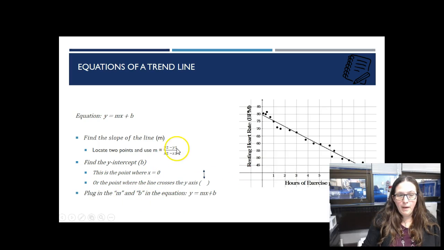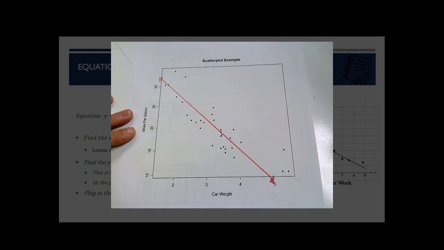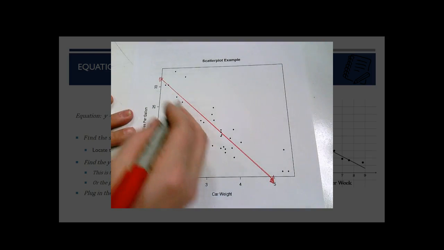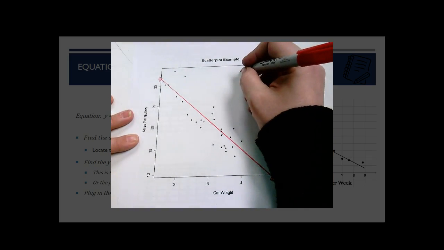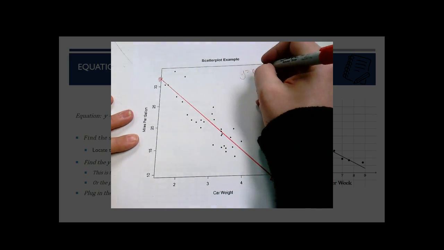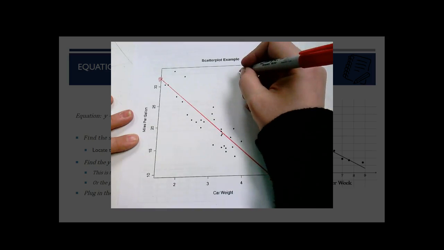Now, once I've found my m and I found my b, I literally rewrite this equation, replacing m with the value I calculated and b with the value I calculated here. Okay, let's go ahead and try an example of that one. So when I'm calculating my equation for my line, I'm going to go ahead and use, like I said, that formula y equals mx plus b.